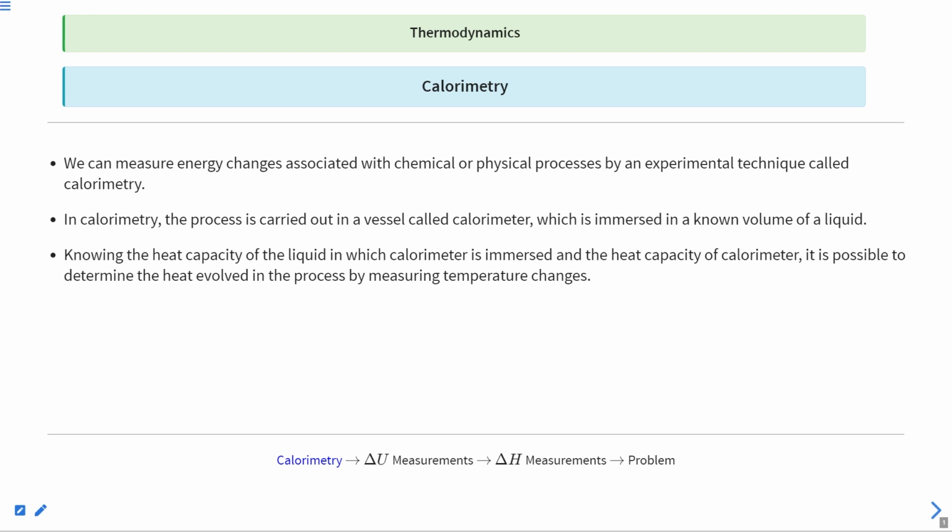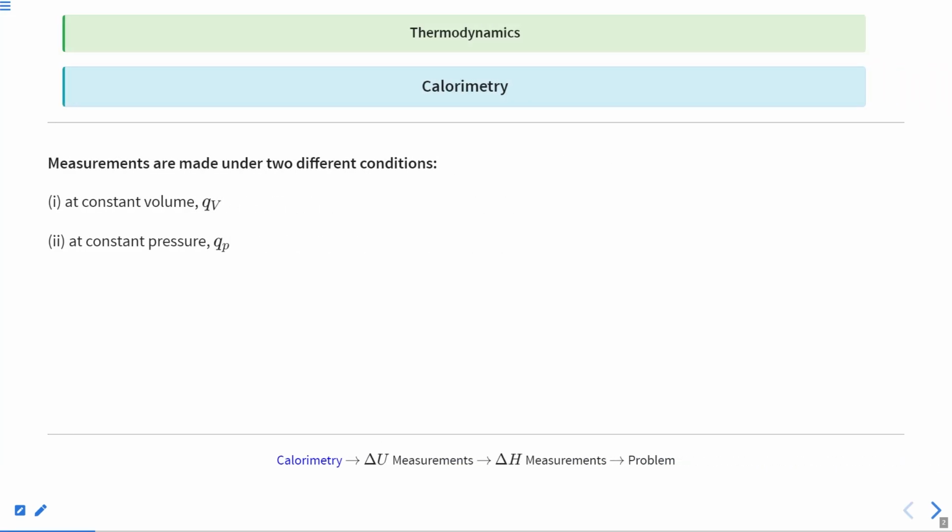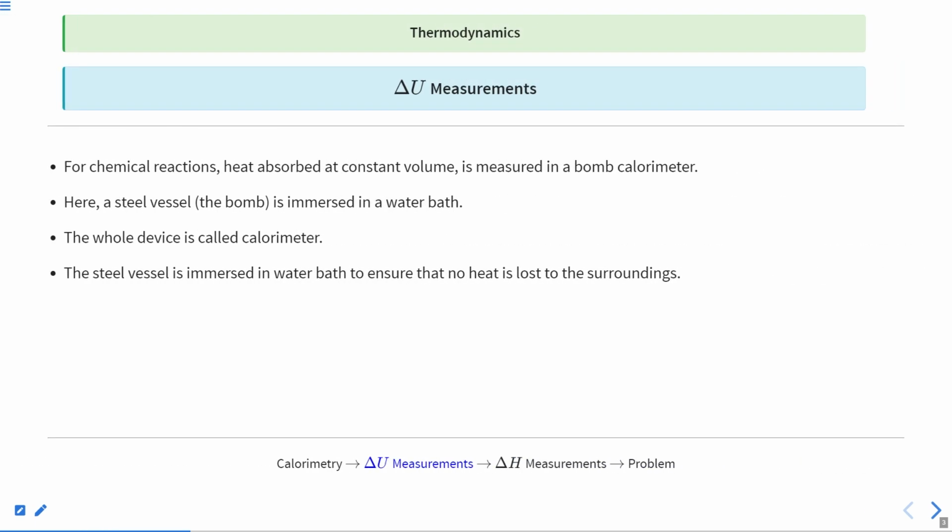So with the help of a calorimeter, we calculate the heat change of a volume of a liquid. Knowing the heat capacity of the liquid in which the calorimeter is immersed and the heat capacity of the calorimeter, it is possible to determine the heat evolved in the process. We will get back to it. So what does this mean? First of all, there are two types of calorimeter, for QV and QP. For QV, we call it a bomb calorimeter.